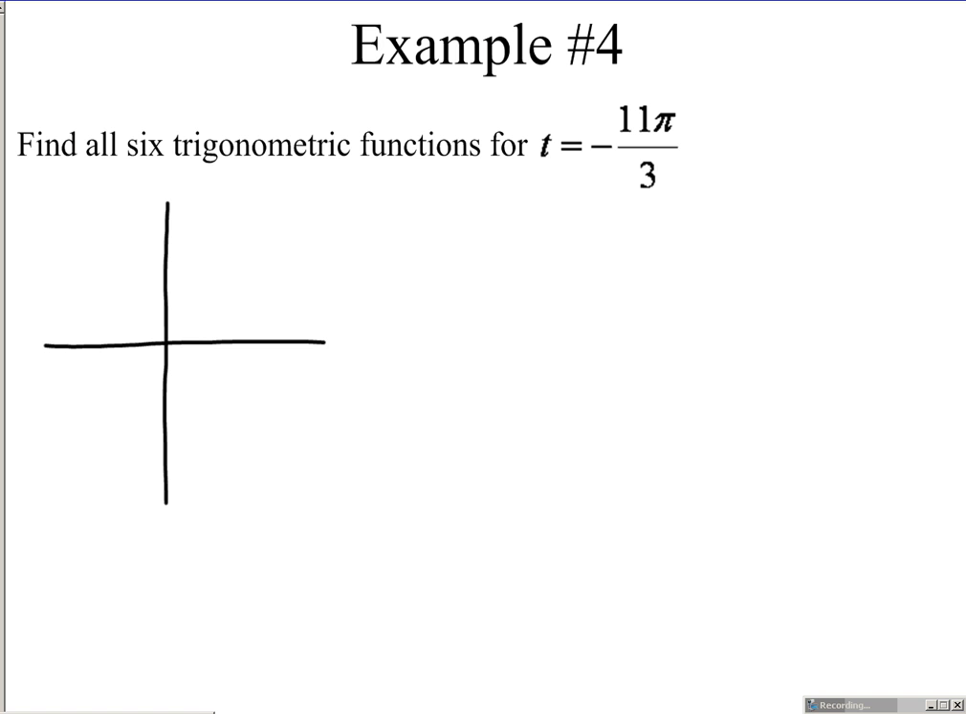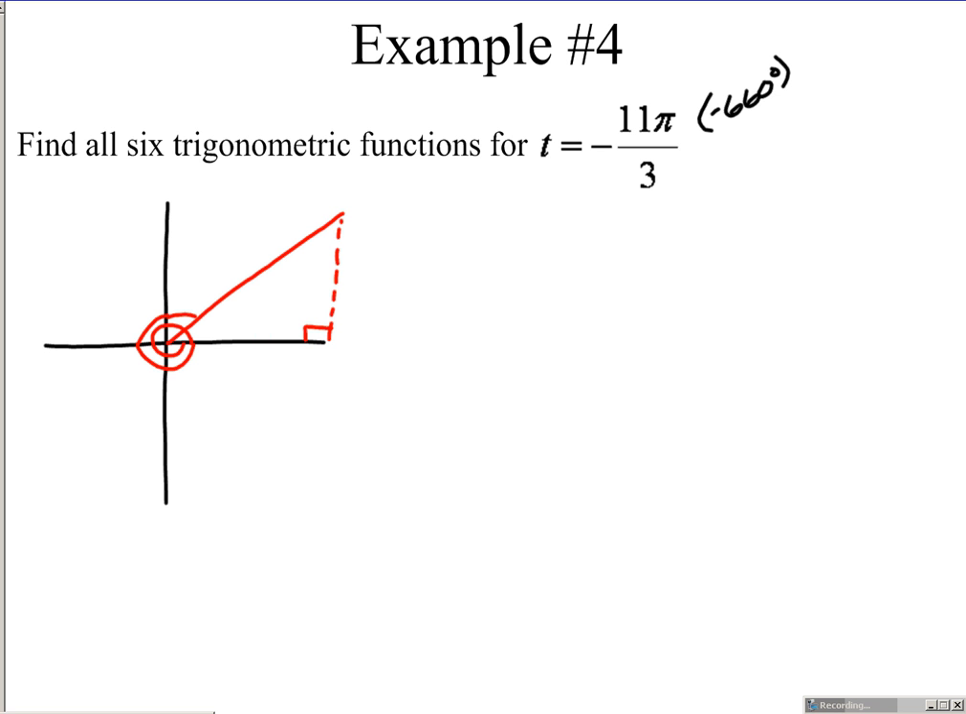Negative 11 pi over 3. If you know your standard angles, pi over 3 is 60 degrees, so I'm taking negative 11 times 60. That means I'm rotating negative 660 degrees. I go once all the way around, that's negative 360. I need to go 300 degrees more. There's 90 more, 180 more, 270 more, 30 more takes us into quadrant 1.